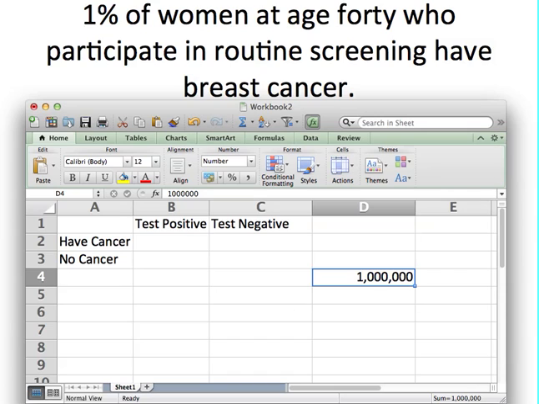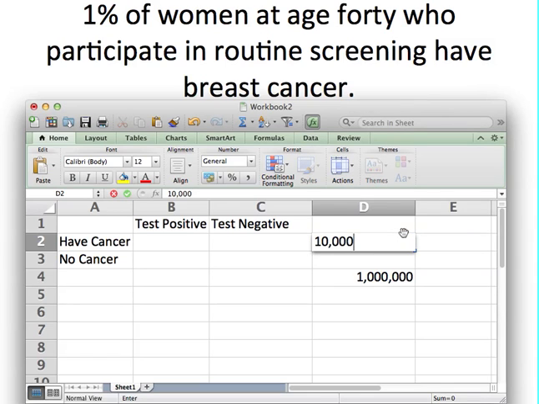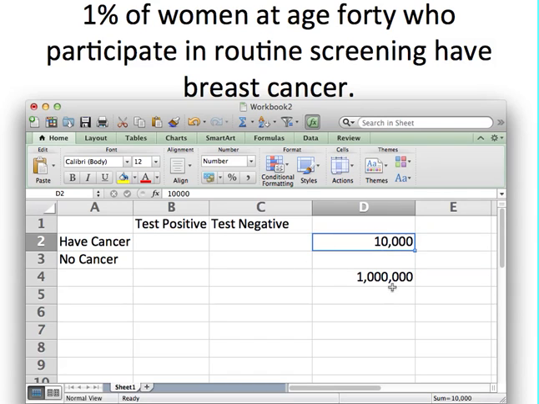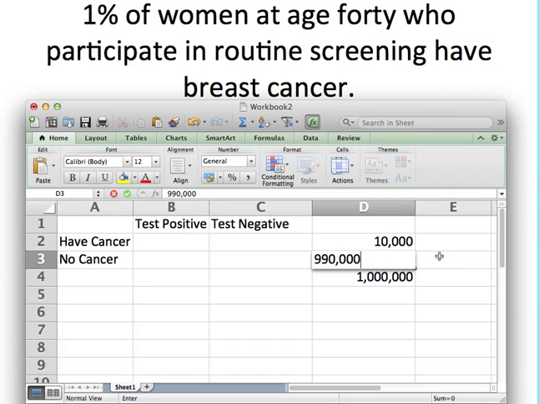And what we're being given right here is that out of that 1 million, 1% actually have cancer. So we can put that number in right now. What's 1% of a million? It's 10,000. All right, so that's our number who actually have cancer, and we know that if 10,000 have cancer, then that must mean that there are 990,000 that do not have cancer.